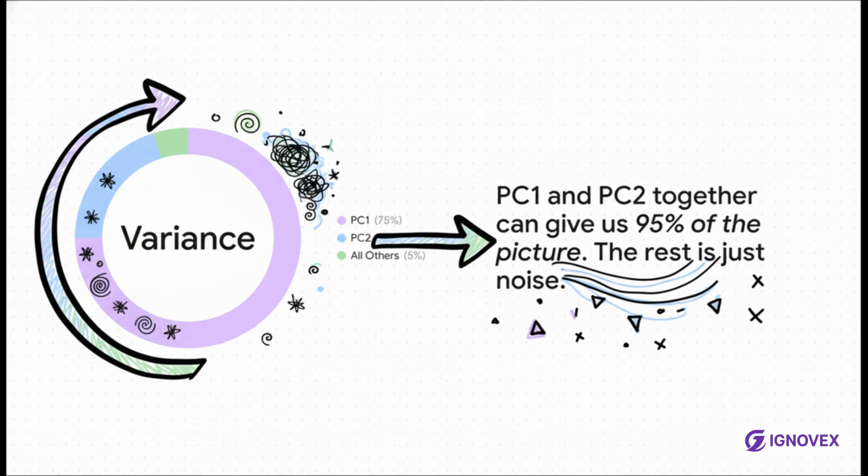Just look at this chart for a second. Our first component, PC1, it captures a whopping 75% of everything going on in the data. Then PC2 comes along and grabs another 20%. So together, just those two give us 95% of the entire picture. All the other dimensions combined, they only account for that last 5%. They're basically just static, background noise.